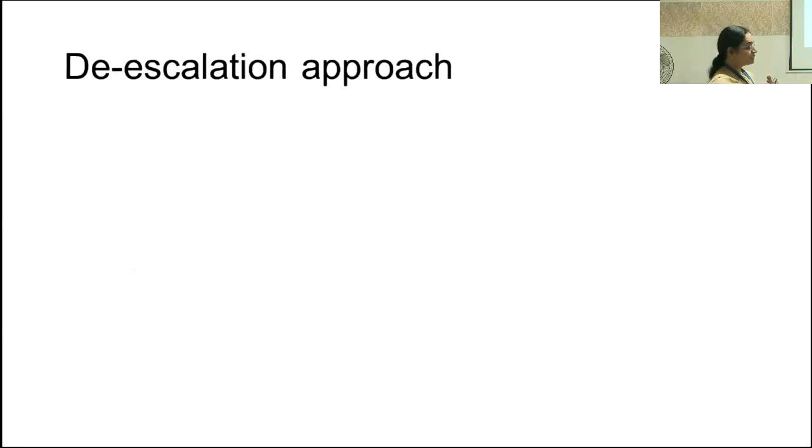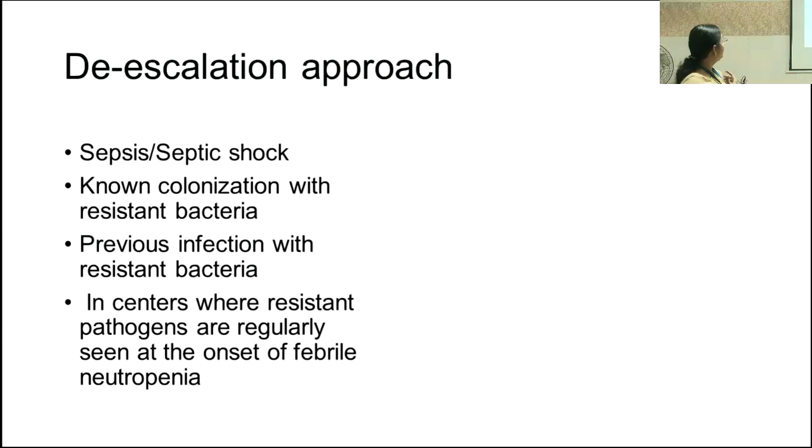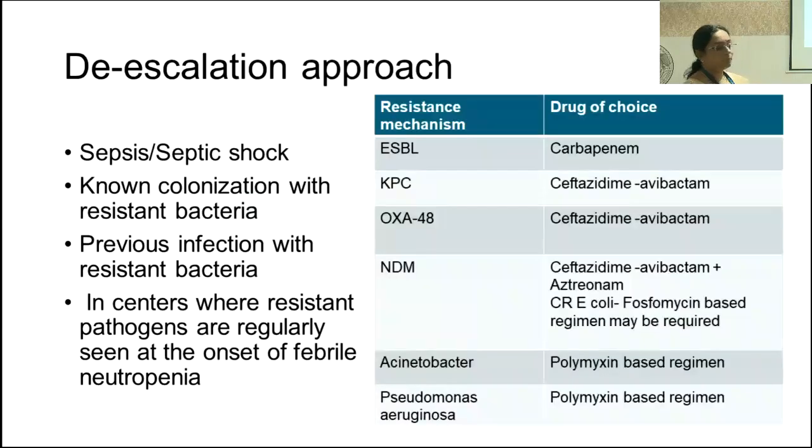So what do you do if you have an unstable patient? The de-escalation approach is for when the patient comes to you in sepsis or septic shock, is already known to be colonized, or where you have a high prevalence of carbapenem resistance. Then it depends on the mechanism. We don't always know what mechanism is going on, but if you know, then if it's ESBL you're trying to cover, you would give a carbapenem.